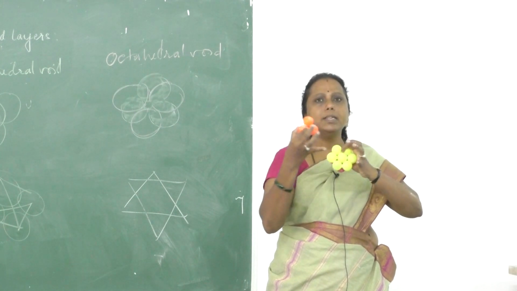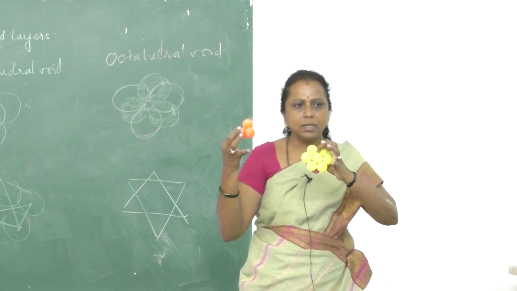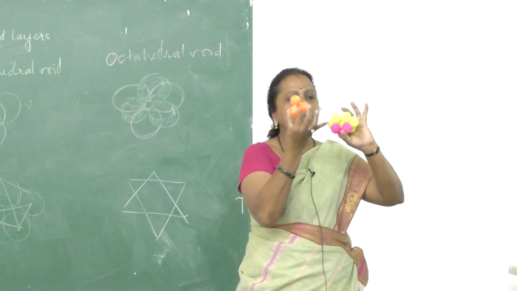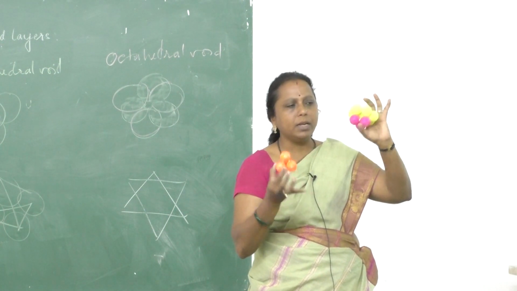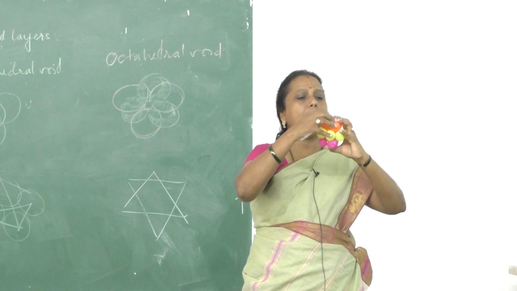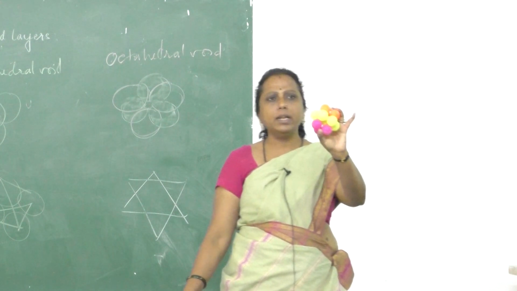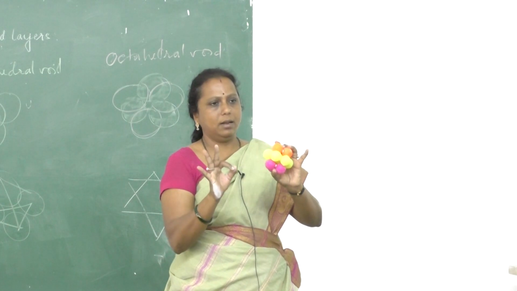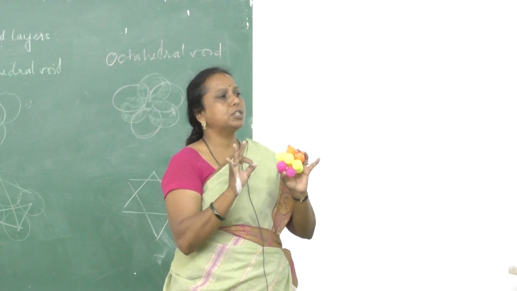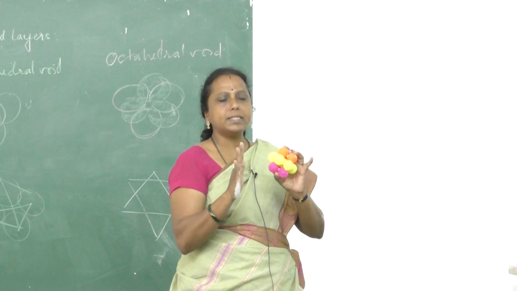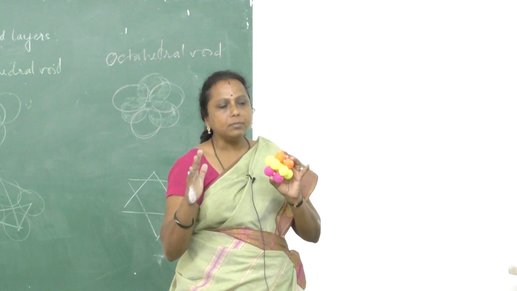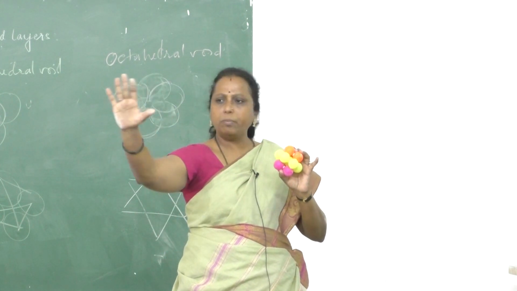In its plane, it is in contact with how many spheres? 6. Above the plane, 3. Over the plane, 3. So what is the coordination number? 12. So HCP coordination number is 12. HCP pattern is AB pattern. Hope it is clear.